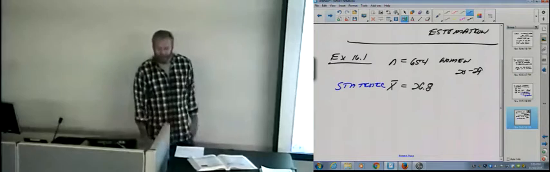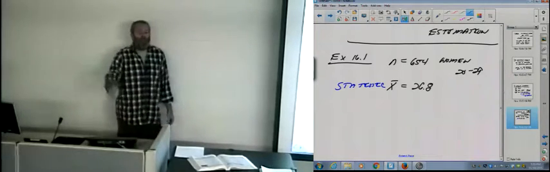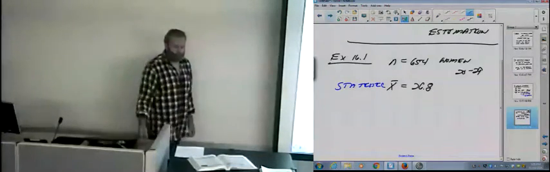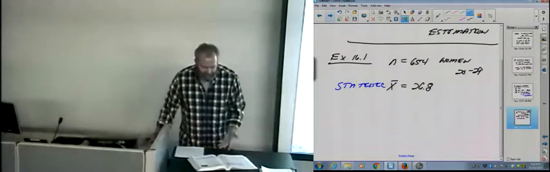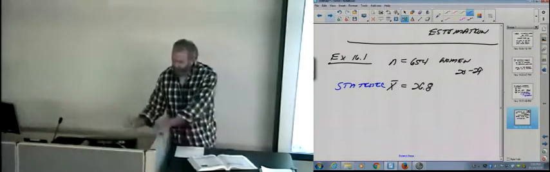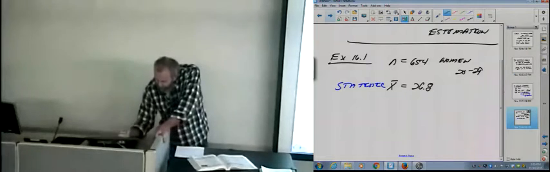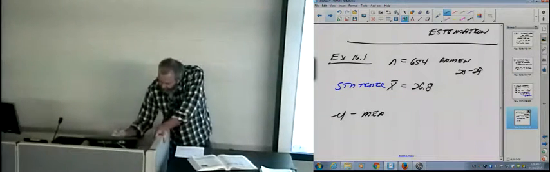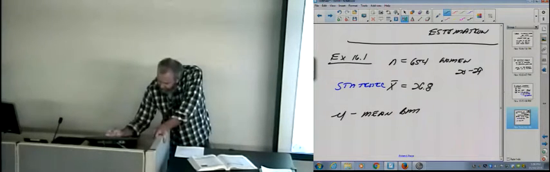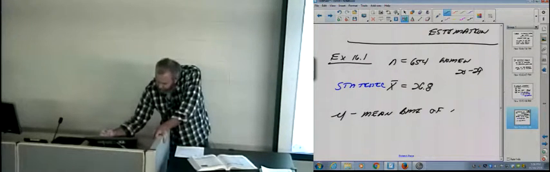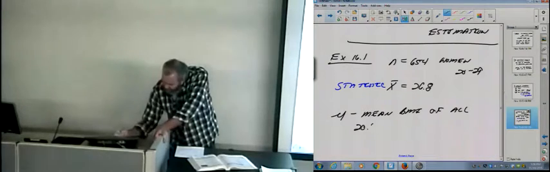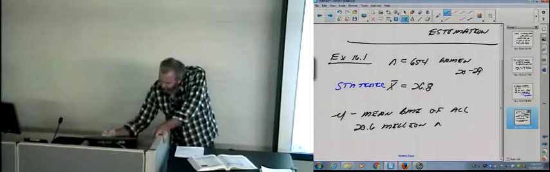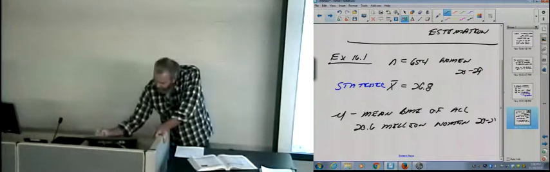That's your sample mean. That's about your sample, that x bar. It says we want to estimate the mean BMI, mu. This is the mean BMI of all, how many is there? 20.6 million women, 20 to 29.